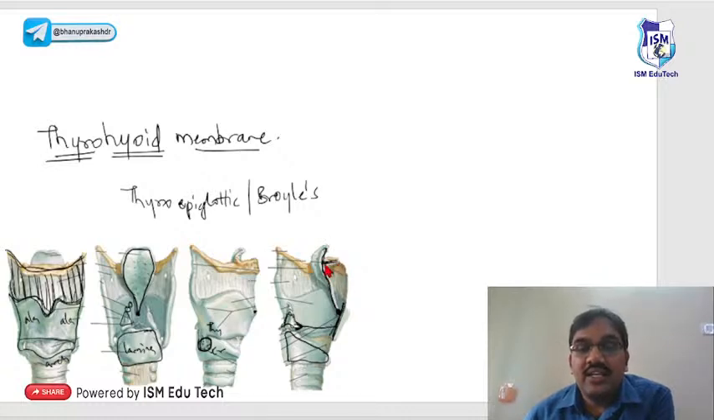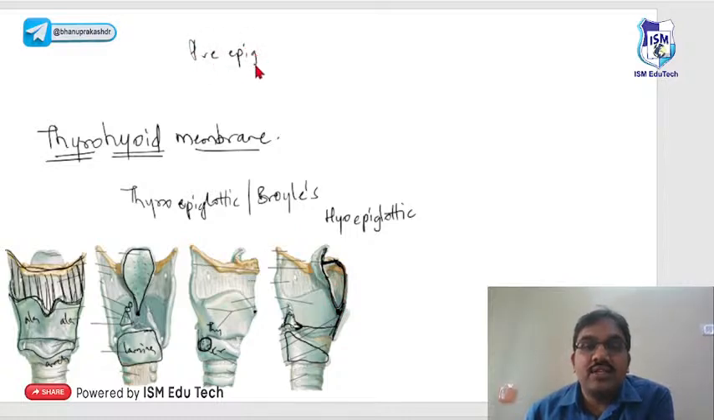And here there is a ligament in between this epiglottis and hyoid bone. This ligament is called, again, the hyoepiglottic ligament. Now, these three structures enclose a space here. This space is called the pre-epiglottic space, or Boyer's space. Now, what are the boundaries of the pre-epiglottic space?